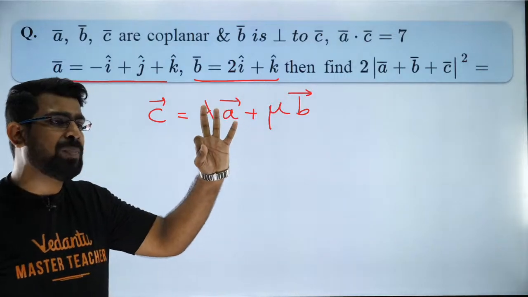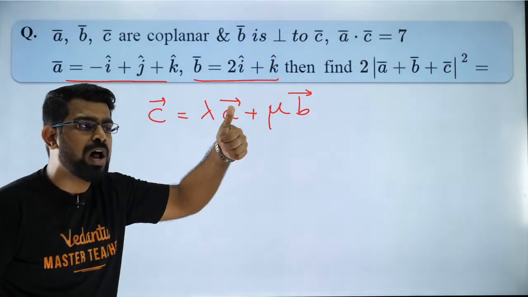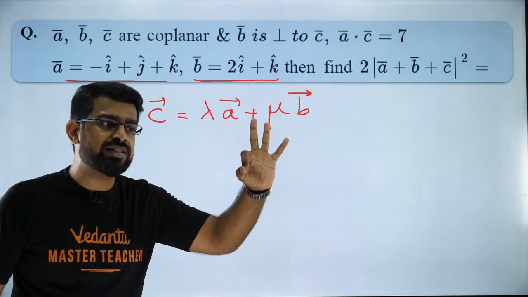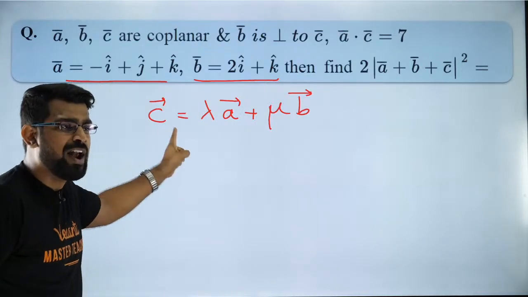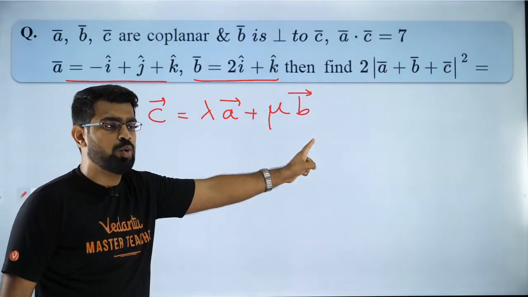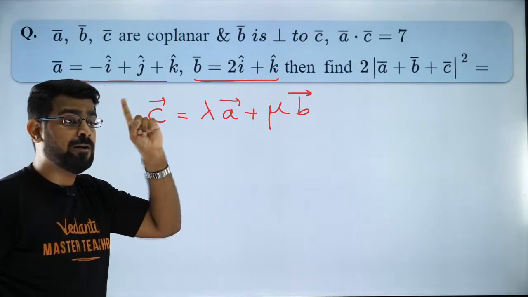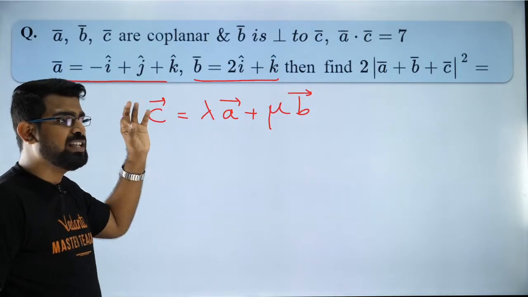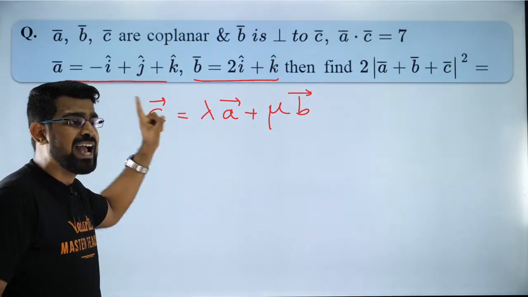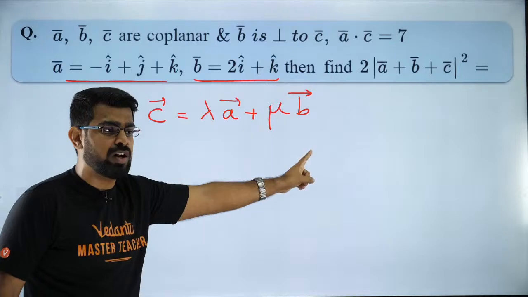Whenever three vectors are coplanar, you can do it like this. Are you all clear? Whenever three vectors are coplanar, you can express one vector as a linear combination of two vectors. Very important property, very crucial. Whenever three vectors are coplanar, you can write one of them as a linear combination of two.